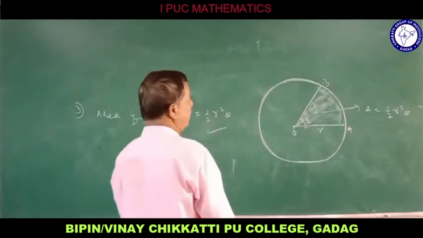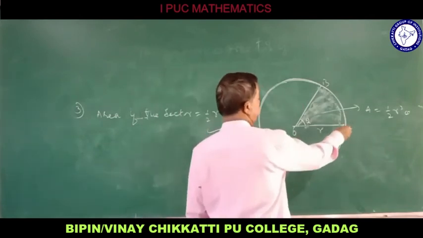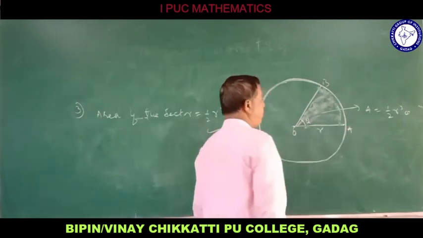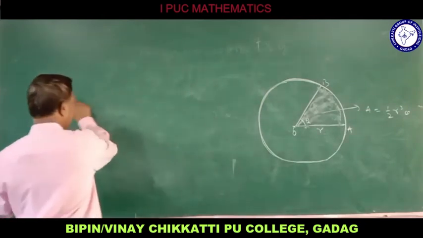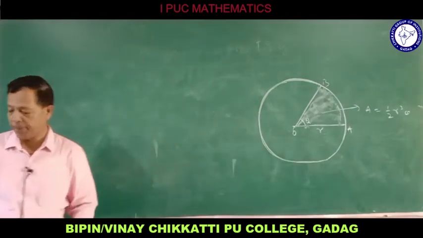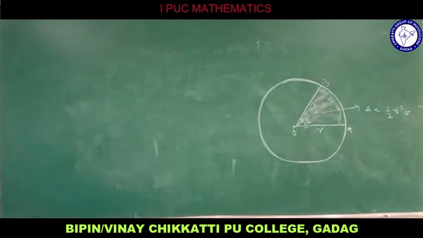So how do we prove that? The area of the sector AOB is equal to 1 upon 2 r square theta. That is what I want to prove here. This formula may be used in future studies, which is why I have to discuss how you get the formula 1 upon 2 r square theta.